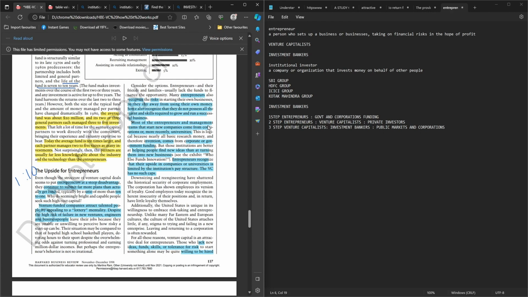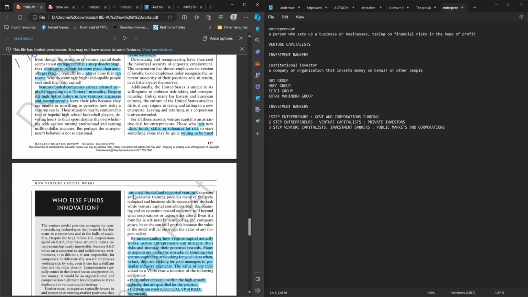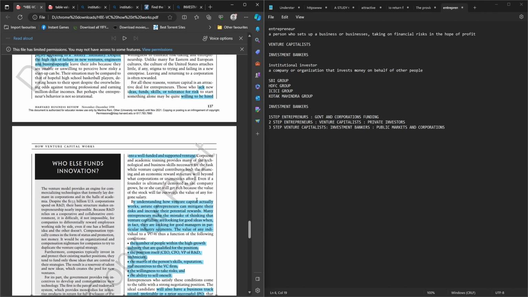Most of the entrepreneurs and management teams that start new companies come from corporations or recent universities. So entrepreneurs recognize that their upside in companies or universities is limited by institutional pay structure. The venture capitalist has no such caps. So if they take an investment from companies or universities, it is limited, but from venture capital, they don't have such a cap. For all these reasons, venture capital is an attractive deal for entrepreneurs. Those who lack new ideas, skills, or tolerance for risk to start something alone may be quite willing to be hired into a well-funded and supported venture, but those who are capable of taking risks will go for entrepreneurship.